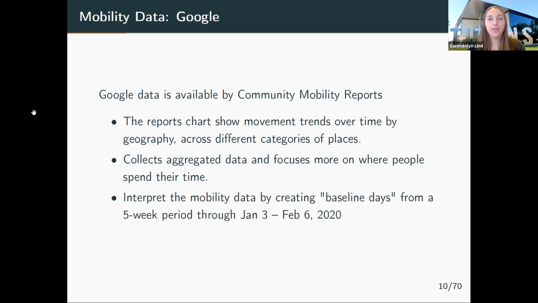And what does the data look like? So each category has a different metric. So for each day of the week, in order to measure the metric, it creates baseline days. So baseline days represent a normal value of that day for the week. But more technically, this value is the median value from the 5-week period of January 3rd to February 6, 2020, before the widespread of the virus.